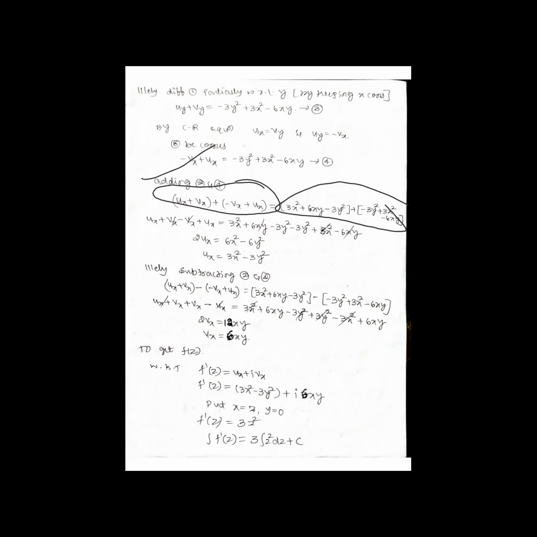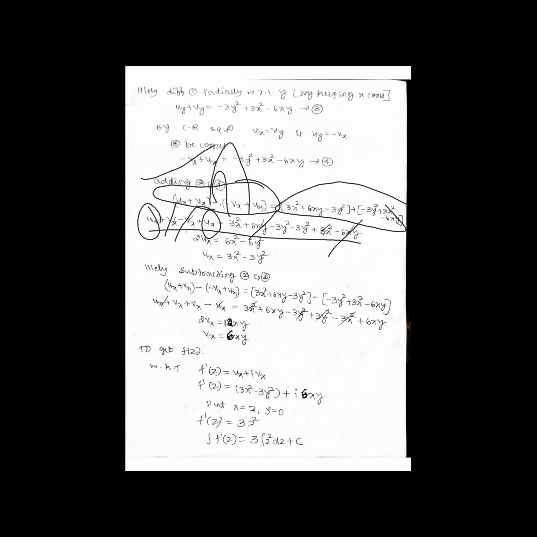Okay, so we will open the brackets and do the simplification. So ux plus vx, and the signs work out like this. Here minus 6xy plus 6xy cancels. Minus vx plus vx cancels. ux plus ux is 2ux; 3x square plus 3x square is 6x square; minus 3y square minus 3y square is minus 6y square. So here you can see 2 is common, and here 3 is common.